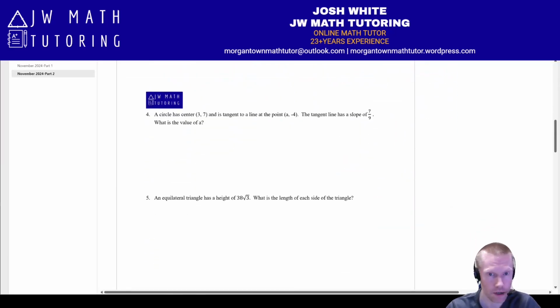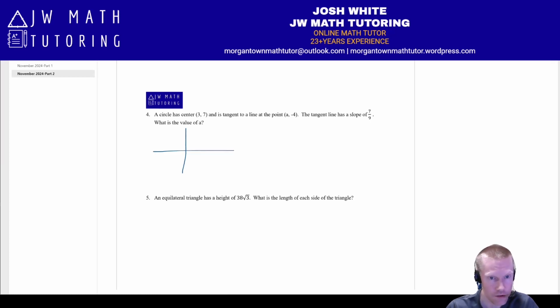All right, next up, question number 4. So here we have a circle, and we know its center value. It's going to be something up here. And we know it is tangent to the point a comma negative 4. We don't know the radius of the circle, but I'm just going to guess.